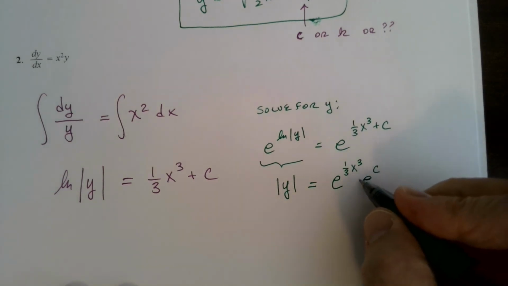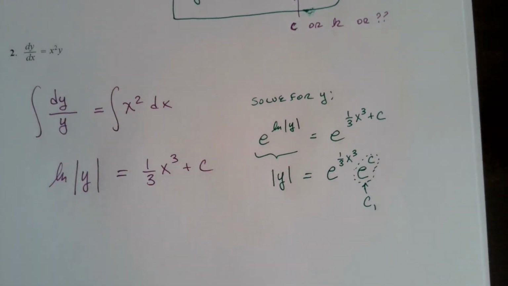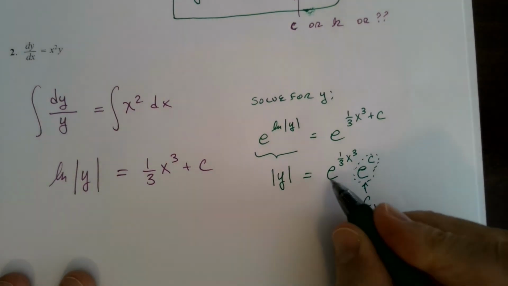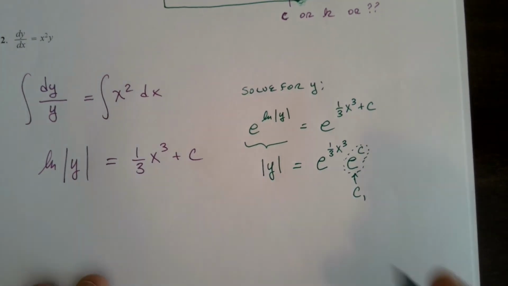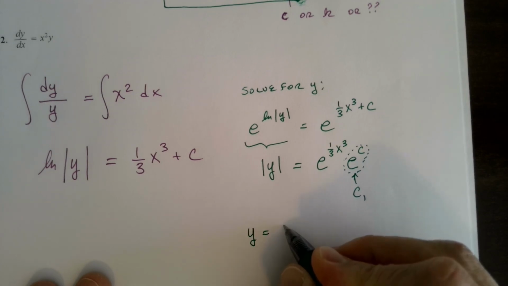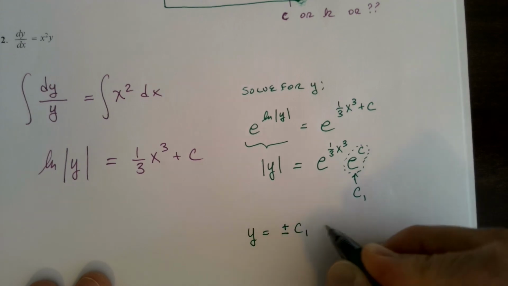And I do this because e to the c is just another constant. I'm going to call that, again, c1. It's just a constant, okay? And so I've got c1 times e to this stuff, and I've got the absolute value of y. I want y by itself. Well, I can do that. I can solve for y. If I get rid of the absolute value, that just means this stuff can be either positive or negative c1 e to the 1/3 x cubed.